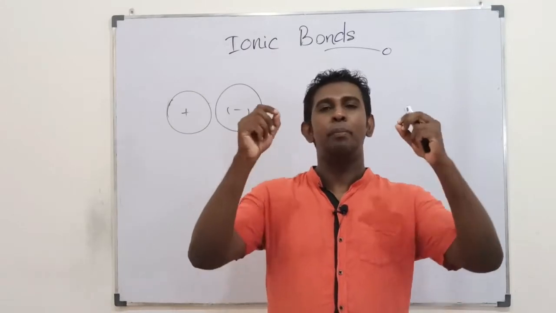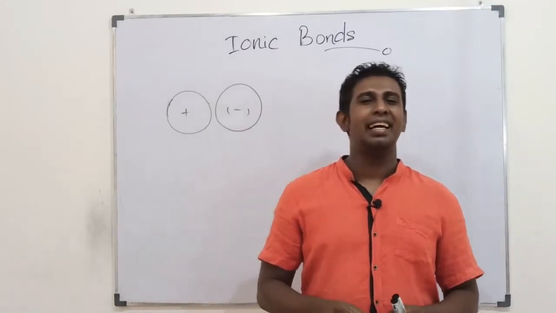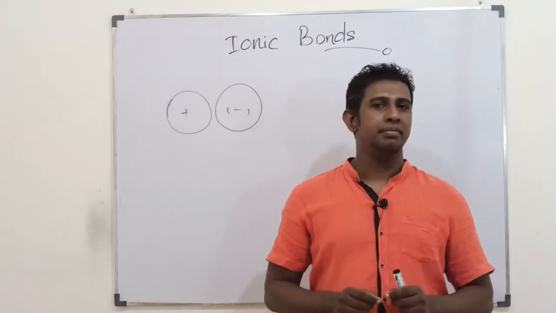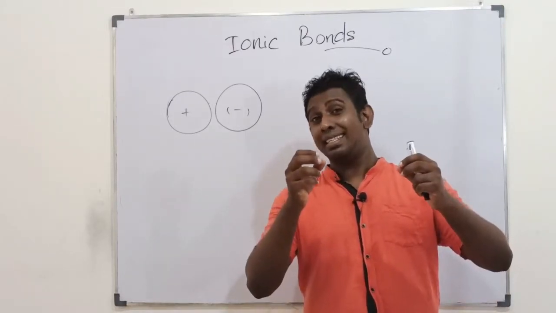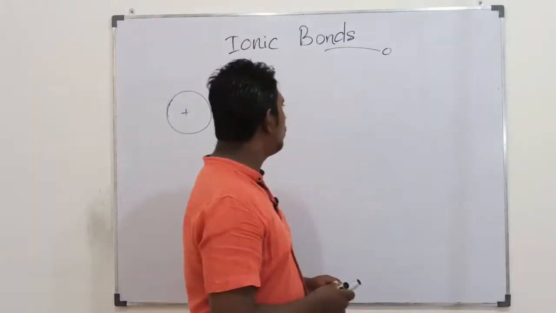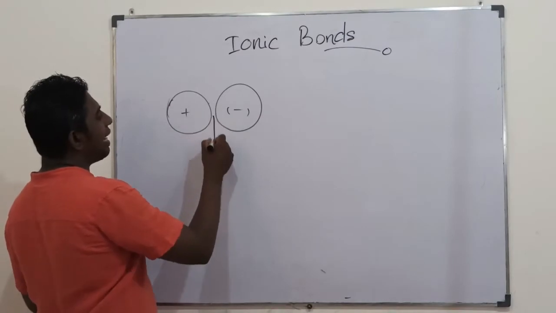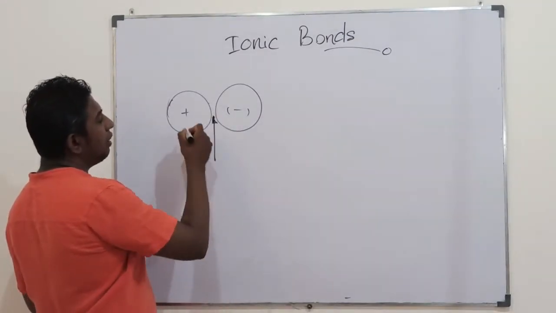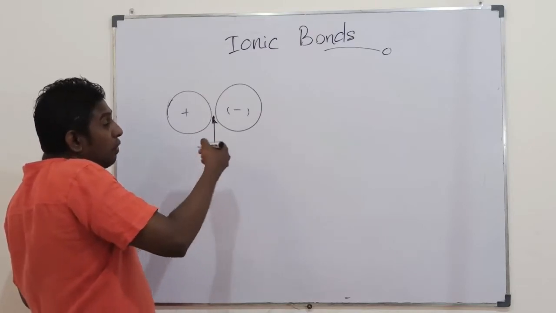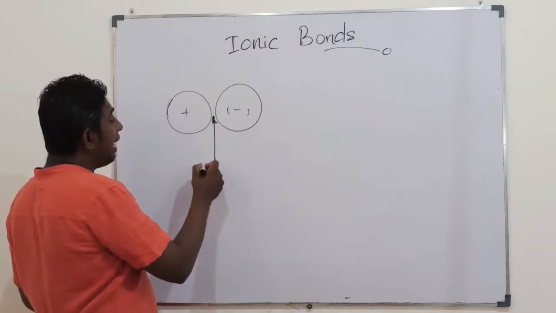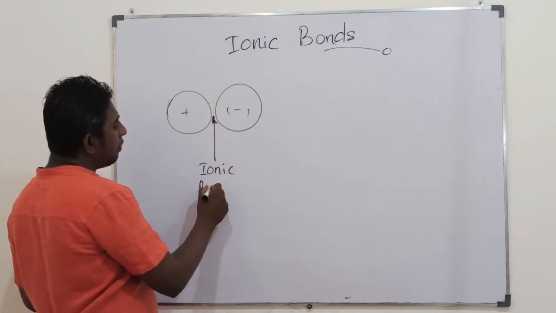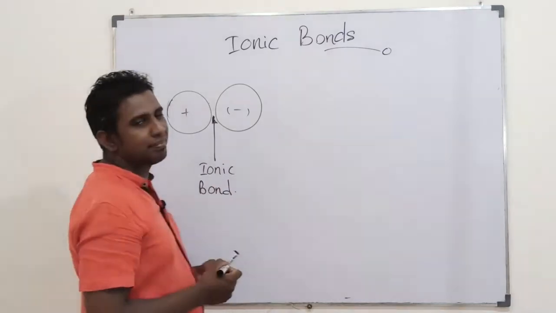So students, you have a cation and an anion. They are two oppositely charged ions. These two ions will attract each other. We call that an ionic bonding. When they come close, there will be an attraction between the positive and negative ions. This electrostatic attraction force is referred to as an ionic bond.